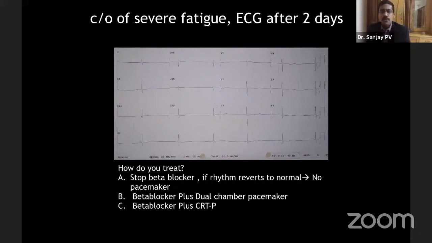So let's see how we treat, and let's see what you've decided. Dr. Sanjay, the house is divided between beta blocker with dual chamber and beta blocker with triple chamber pacemaker. Okay.